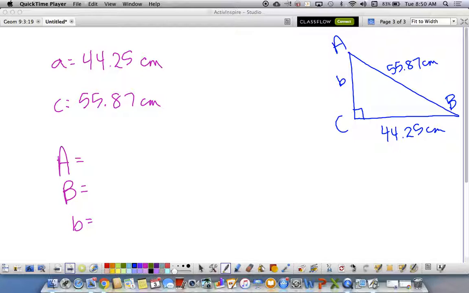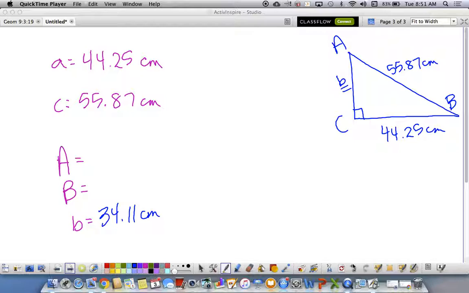What did you get? What did you solve? Zach, what did you solve for first? Little b. What'd you get for little b? Use the Pythagorean theorem to solve for B. What'd you get? 34.11 what? Centimeters. I'm assuming centimeters are written down on your paper.